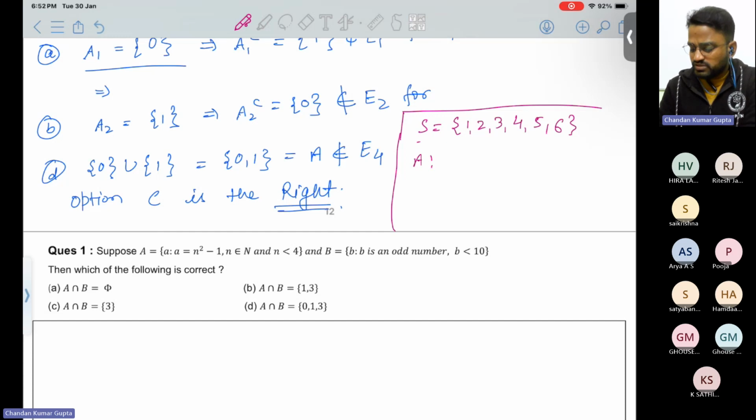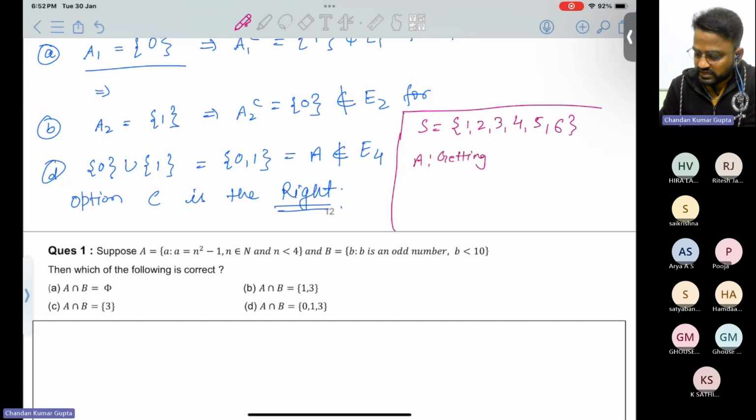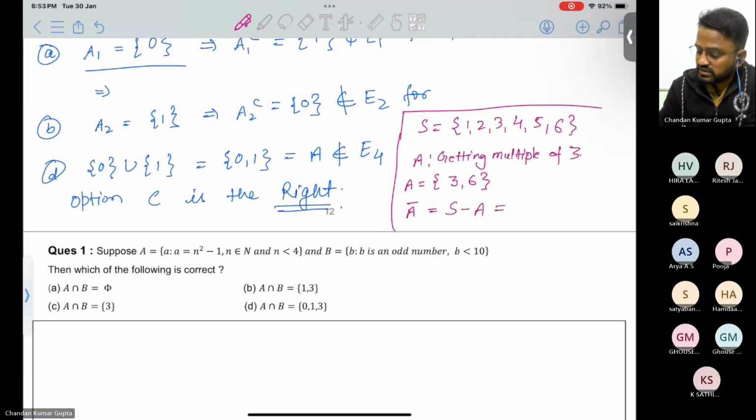So suppose I write: getting a multiple of 3. If we write this set A in roster form, what do we get? {3, 6}. So A complement is the sample space, that is the universal set, minus the event set. What does it give? {1, 2, 4, 5}.